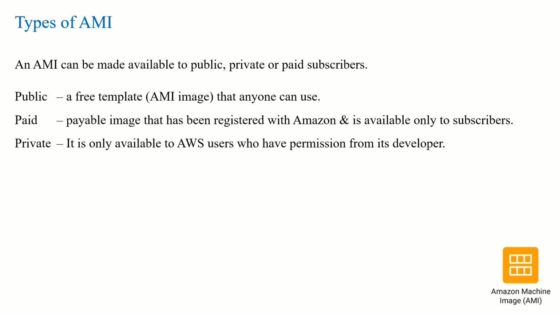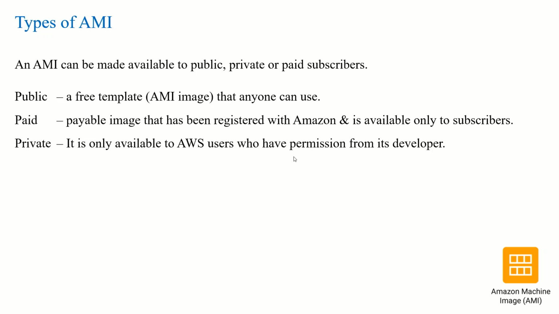Last but not least is the private AMI. It is only available to AWS users who have permission from its developer. Who is that? It is like the users like you and me. Today, we will create a couple of AMIs. That AMI is called private AMI. It is completely a proprietary thing, what I created for myself. If I wish, I can share this AMI with any of you users. You will be able to view that image in your console, AWS Management Console. You can use the same thing and create a virtual machine.